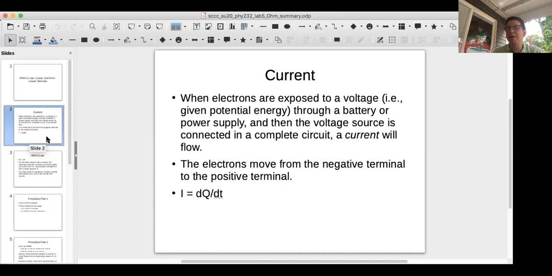Current happens when there is a potential difference between one side of the circuit and the other side, or between one end of a segment of the circuit and the other end. So if there's a voltage across, or a potential difference between, two ends of the circuit, a current will flow. The direction of current flow is defined as going from positive to negative, even though it's the negatively charged electrons that actually do the movement.